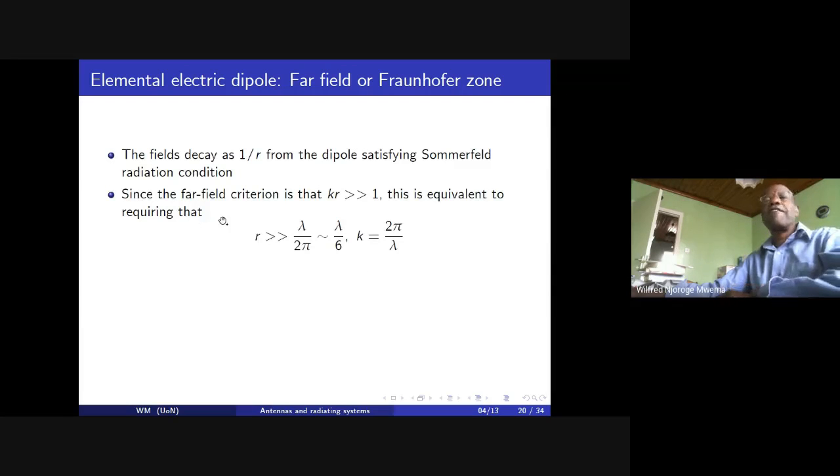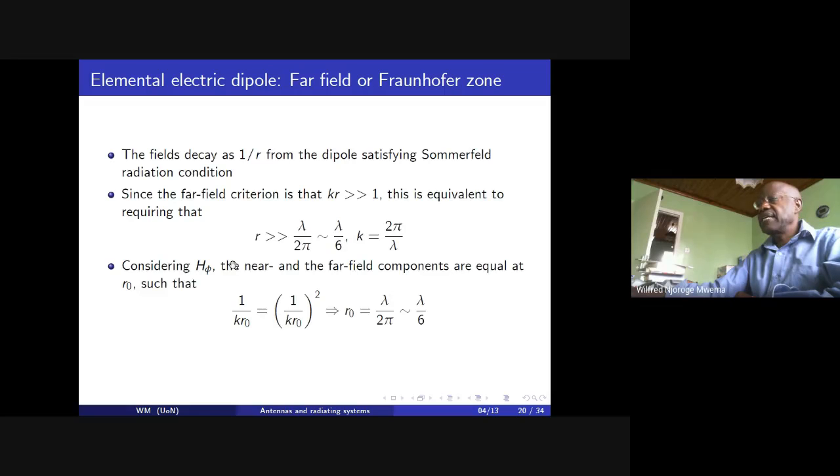So since the far field criterion is that kr be much larger than unity, this can be seen to be equivalent to requiring that r be much greater than lambda by twice pi, where this is just r much greater than 1 by k, so you will just get lambda by twice pi. Or in other words, we can always assume that pi is approximately 3, and therefore we say that r must be much larger than lambda by 6, okay?